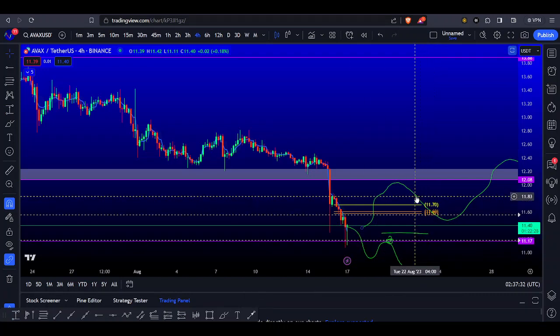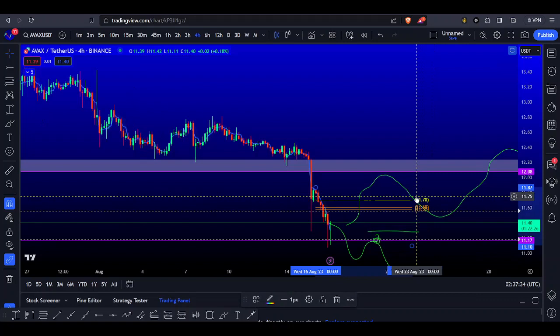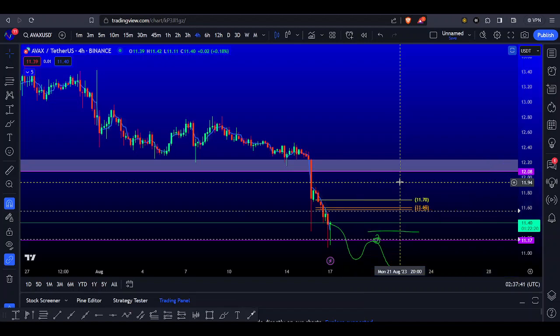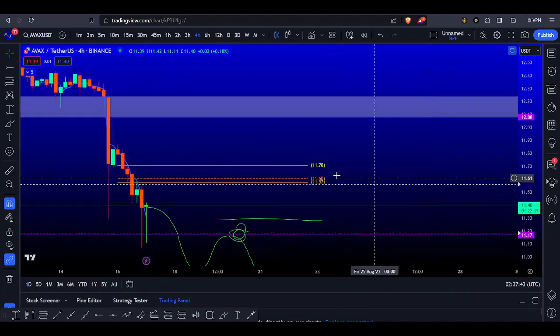You always want to use proper risk management, 1 to 2% risk per trade. Anything more, you'll more than likely blow up your account over time. But that's pretty much it for AVAX.